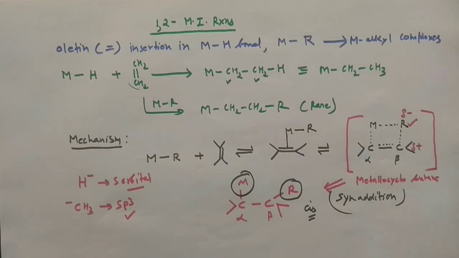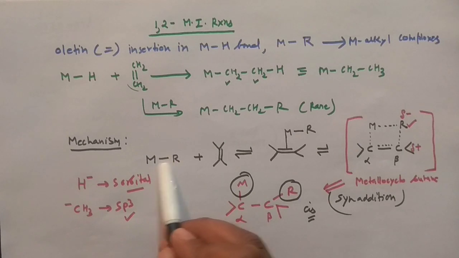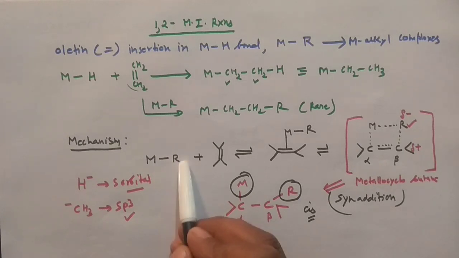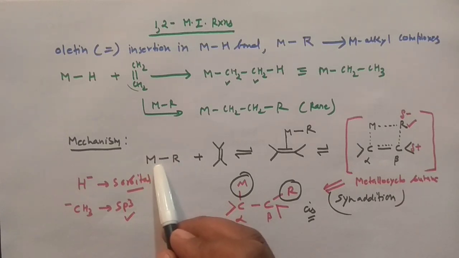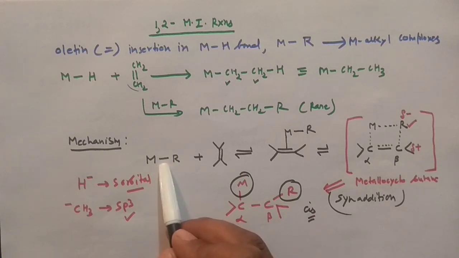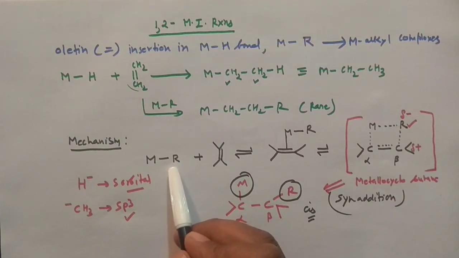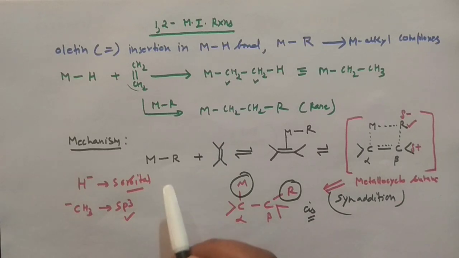And one more thing which you should know: if you are doing the reaction with an M-R bond, then the strength of this particular bond also decides whether the rate would be slow or not. So the ease of insertion actually depends upon the strength of this particular bond. If it is weak, then the insertion would be easy, and when it is strong, then the insertion would not be very easy. This is my way of understanding.